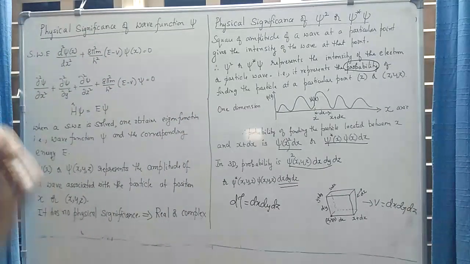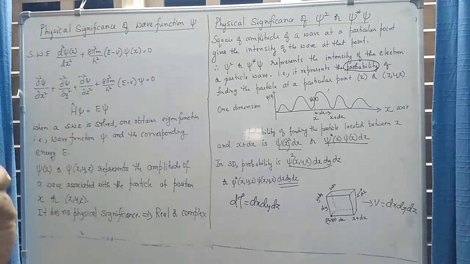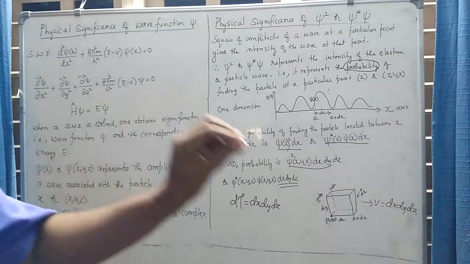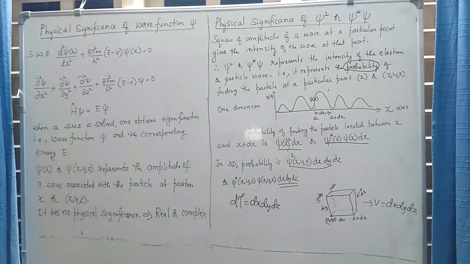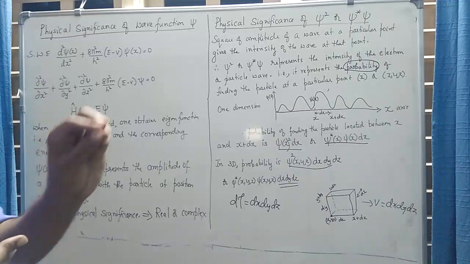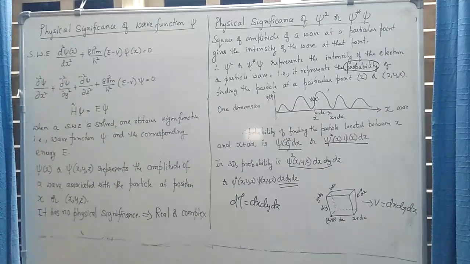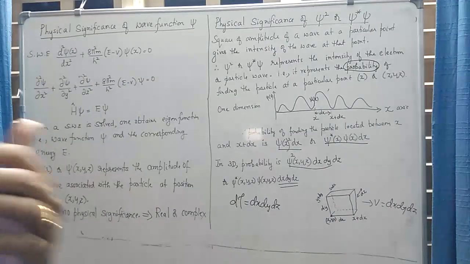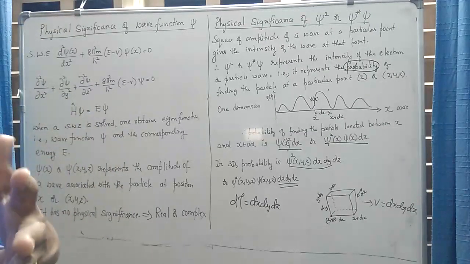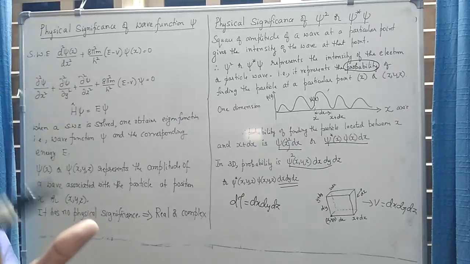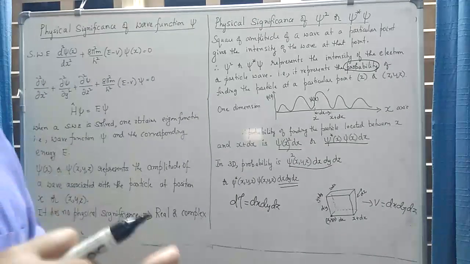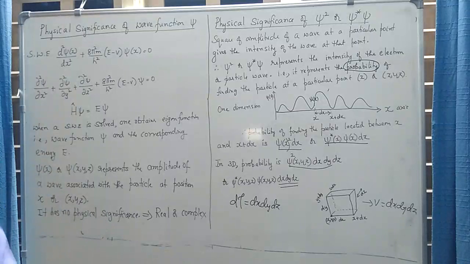What I can say at most is the probability that the electron is present at this particular position x, or the probability that the electron is present at a particular position x, y, z. So because of Heisenberg's uncertainty principle, we cannot exactly pinpoint where the electron is. What the exact position or location of the electron is, we cannot say. We only speak in terms of probability.